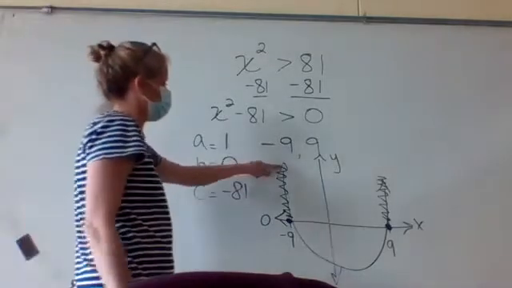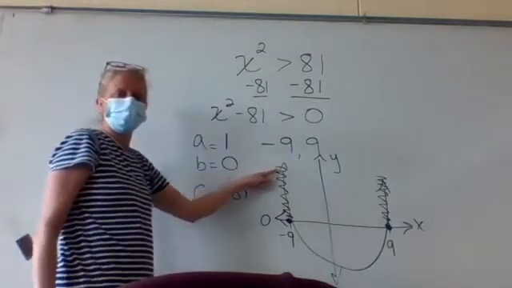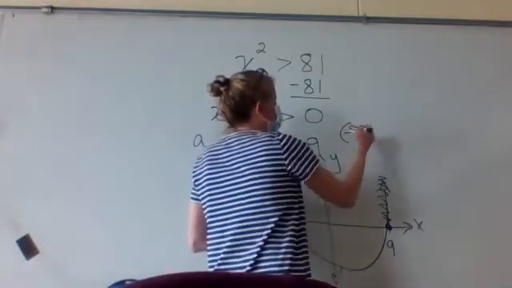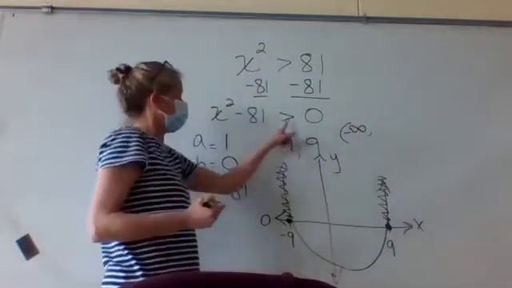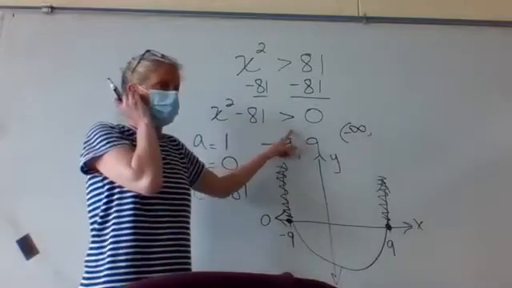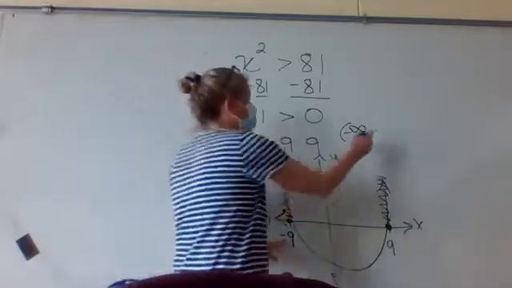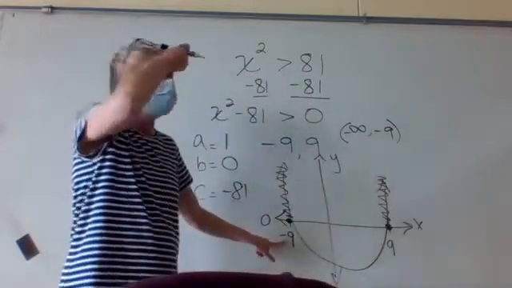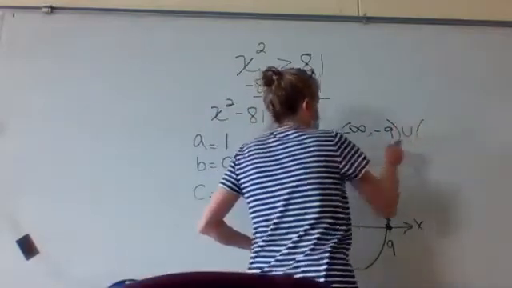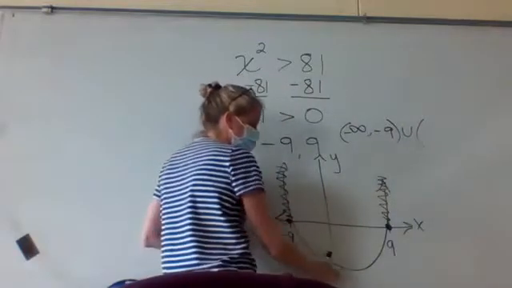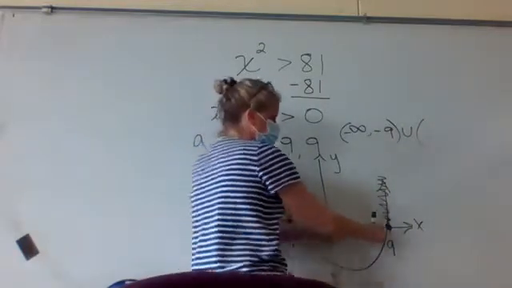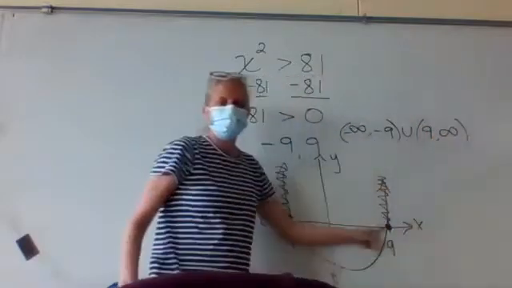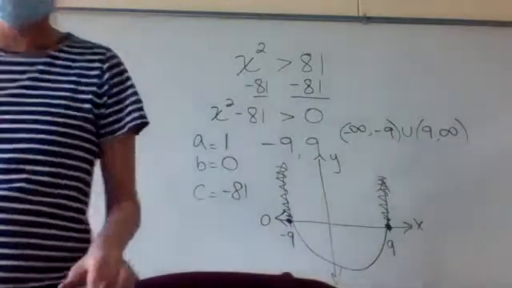So let's see, this one starts at negative infinity until it gets to negative 9. So the infinities are always parentheses. Since it doesn't have the equal to sign this time, the negative 9 also has a parenthesis. In union with, this one goes below until it gets to positive 9, and then it's above it again forever to infinity.